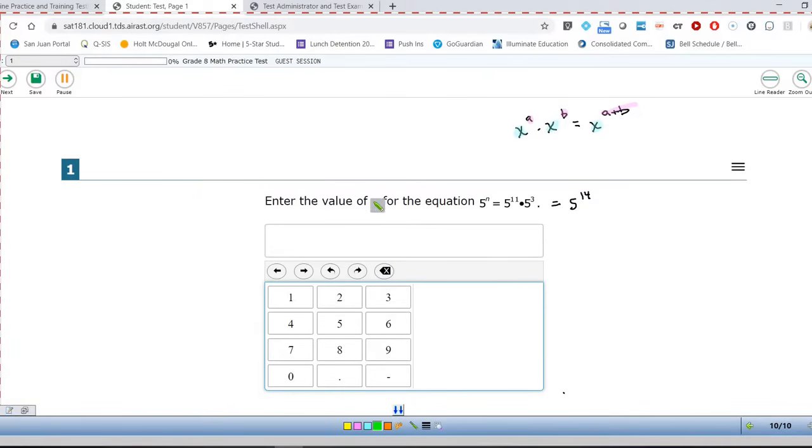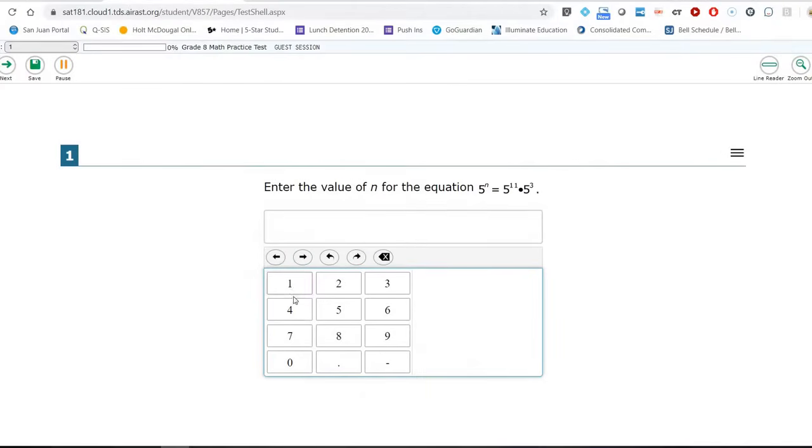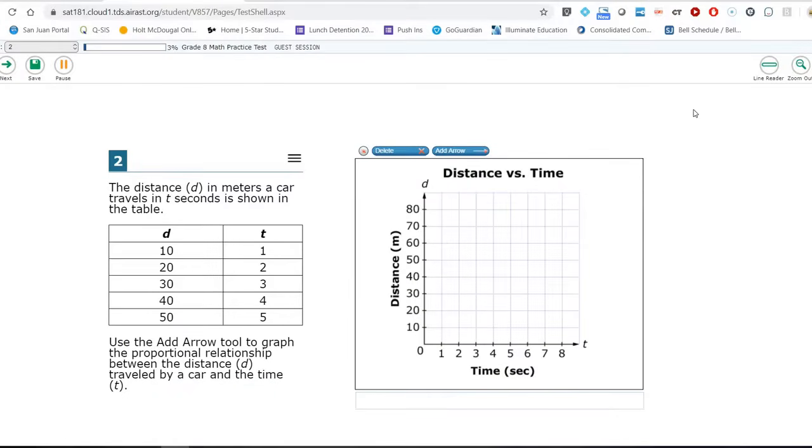Now, if you read the problem carefully, they only asked for n. So all we're asked for is that exponent 14. So the answer we're looking for on number 1 is 14. Let's go ahead and go to the next question.